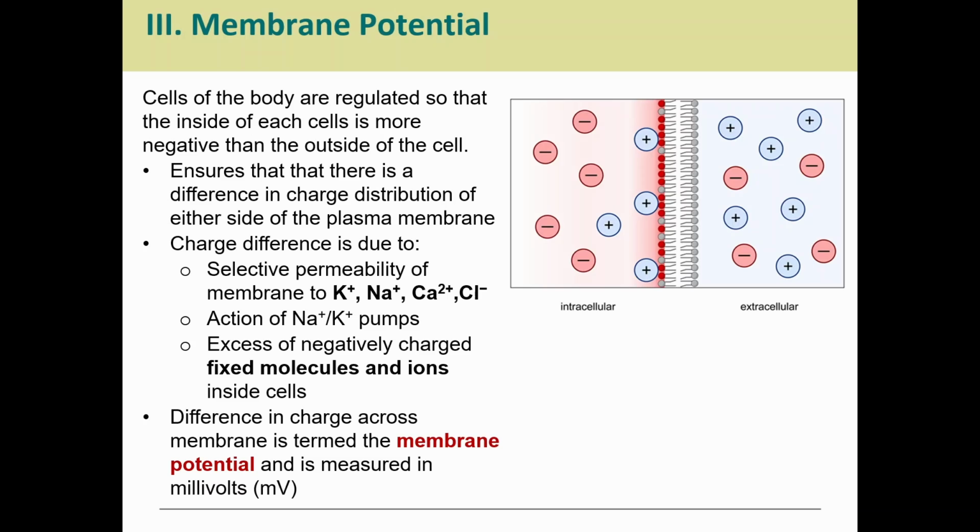Now, the difference in the charge between the inside and the outside of the cell is called the membrane potential. So you're going to see membrane potential come back. You should be able to define it: just the difference in charges from each side of the membrane. And we measure this in millivolts, so really small. So you'll see mV, that's millivolts.